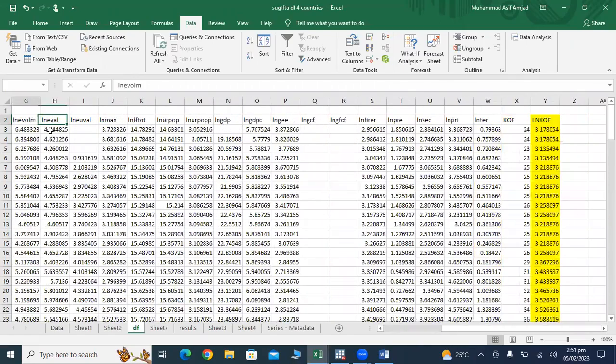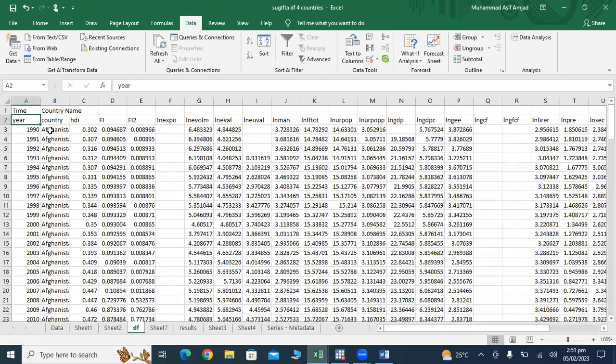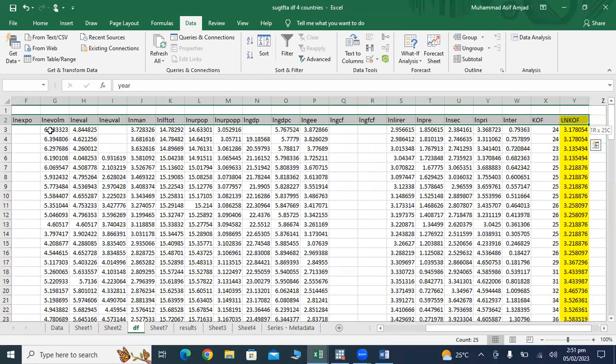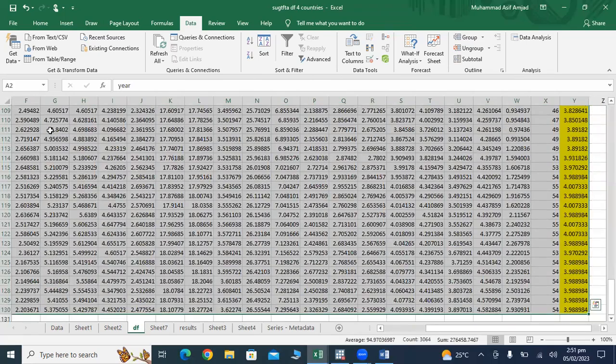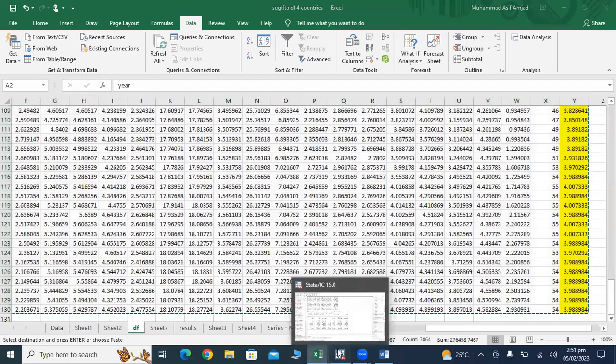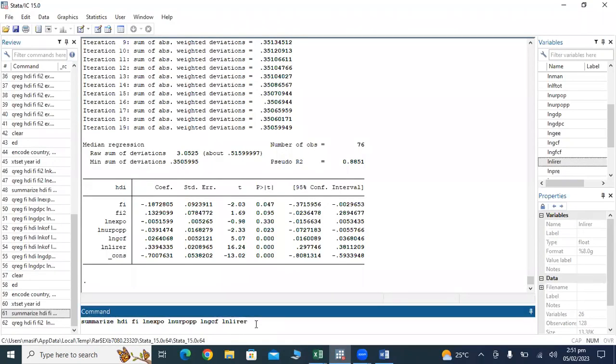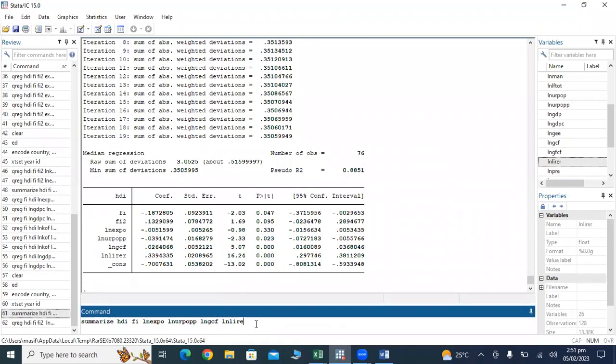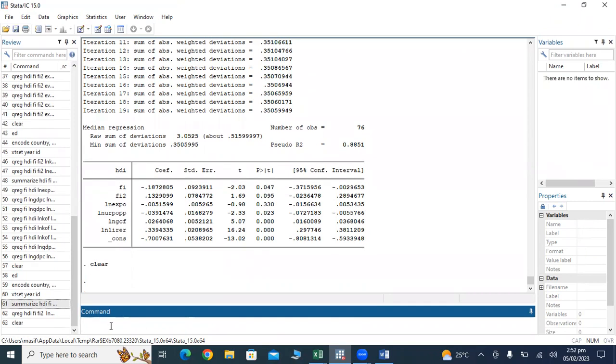Just copy these variables. Press Control and Shift and the rightward arrow button, then the downward arrow, and then press Control C. Now open the Stata folder. This is my Stata folder. If you have any files in Stata, the first step is to write in the command box: clear. After this, write ED.